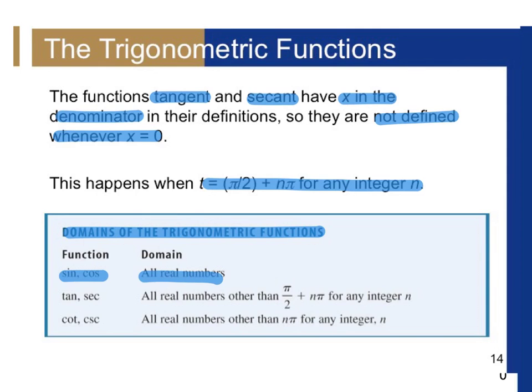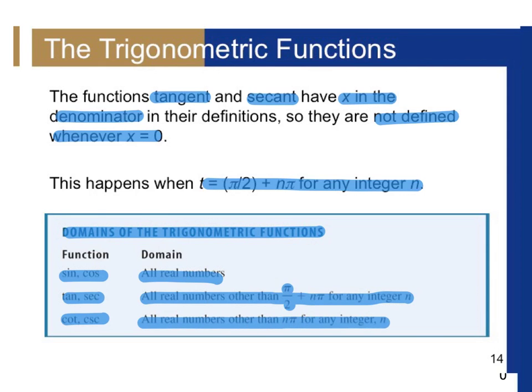So, the domains of the trig functions. Tangent and secant are defined for all real numbers except for pi over 2 plus any multiple of pi, because that's where you're going to get x equal to 0. Cotangent and cosecant are defined for all real numbers except for any integer times pi, like 1 pi, 2 pi, 3 pi, because you're going to have y as 0, and that's in your denominator.